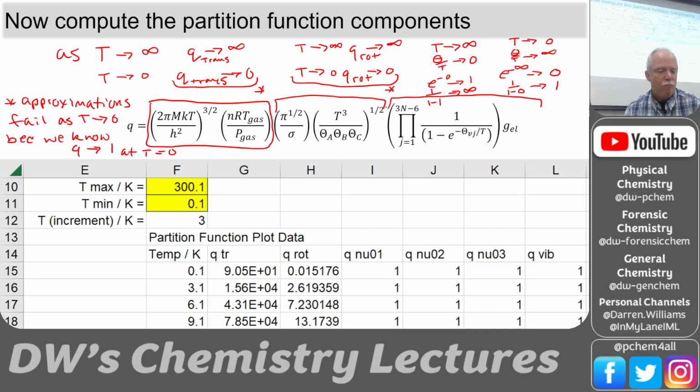For the translational partition function, the part with the gas, is that only used when we're dealing with a gas? Good question. We have only been doing gases. So all of this has just been for gases, because it gets really complicated when you go to liquids. So we lose the rotational degree of freedom, and we lose the vibration, the translational degree of freedom.